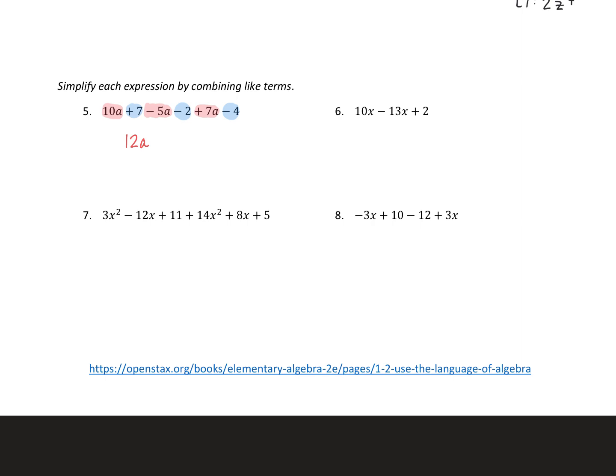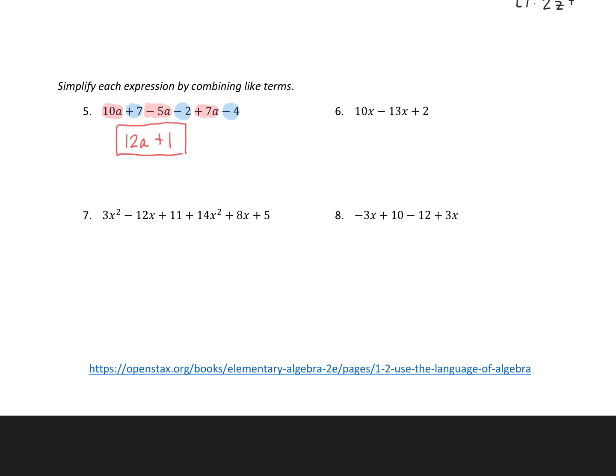And then we're going to have the blue, which is constant terms. So 7 minus 2 is 5, and then 5 minus 4 is 1. So 12a plus 1 is our simplified expression. Notice that we don't add the 12a and the 1. We can't say 13a because 12a has an a and 1 does not. So those are not like terms, so we leave them separate.